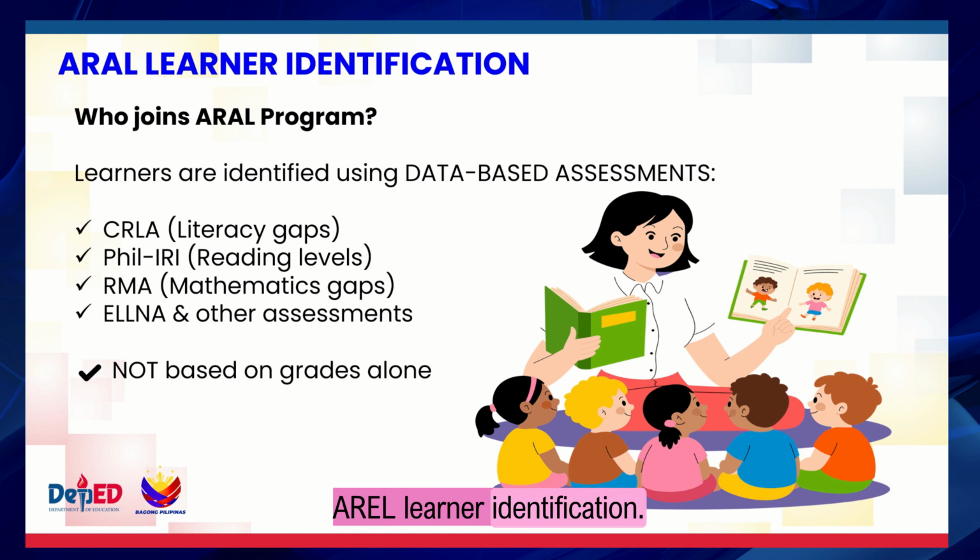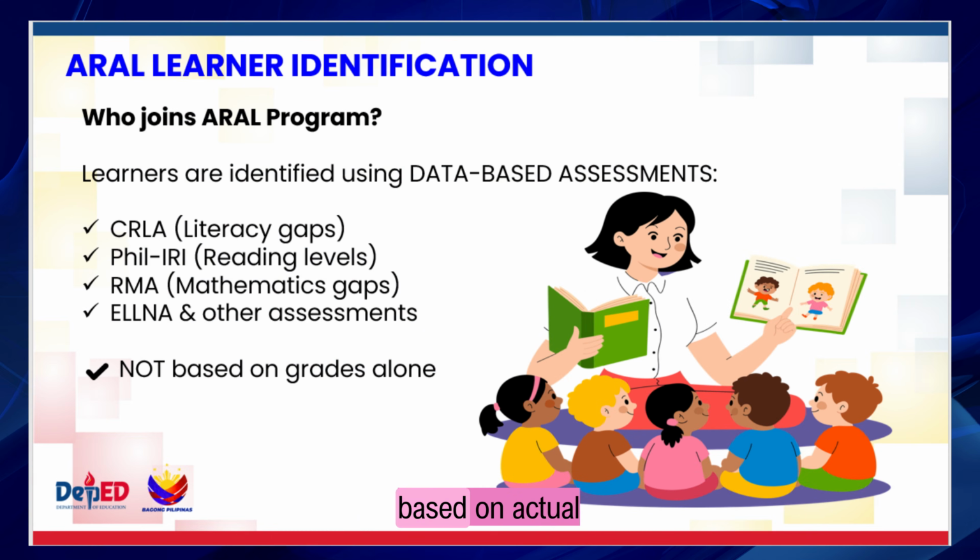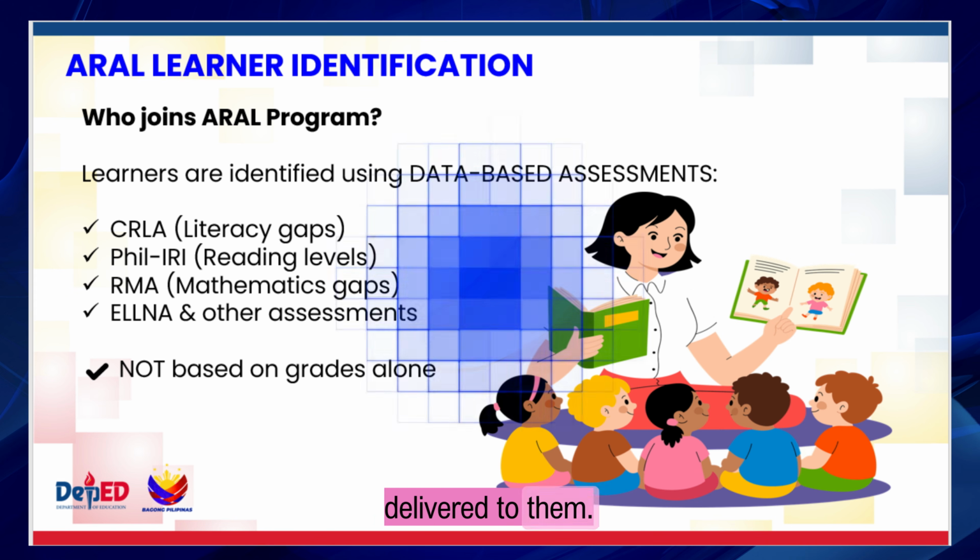ARAL Learner Identification. Learners are selected through data-based assessments such as CRLA, Phil-IRI, RMA, and ELLNA. This ensures that identification is objective and based on actual learning gaps rather than grades alone. From identifying learners, we now move to how instruction is delivered to them.